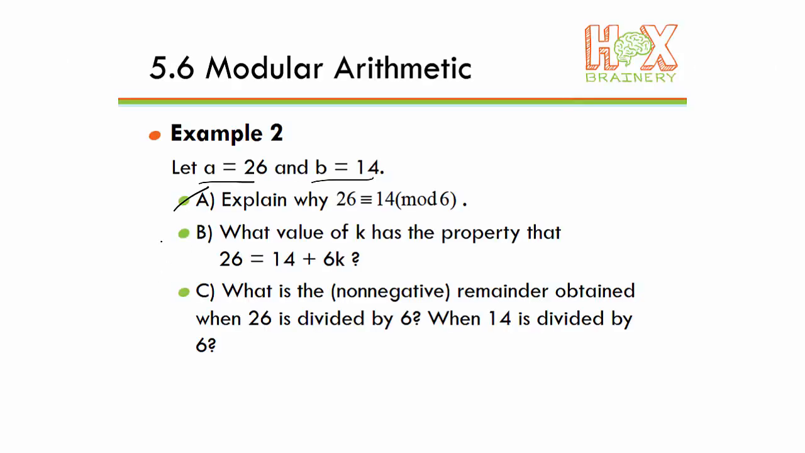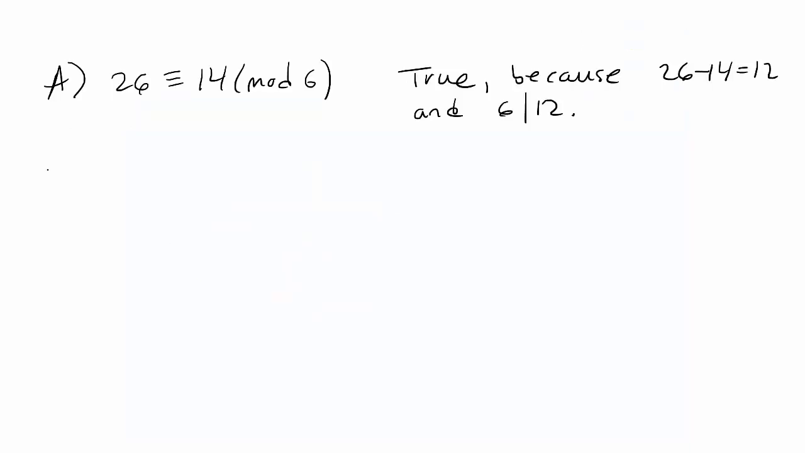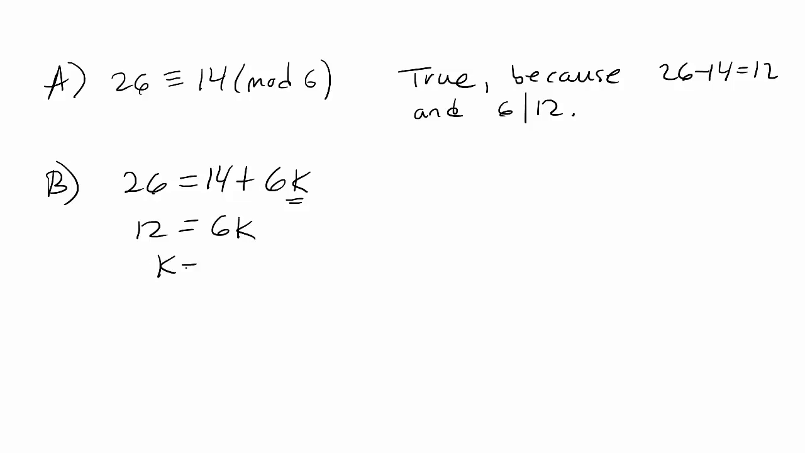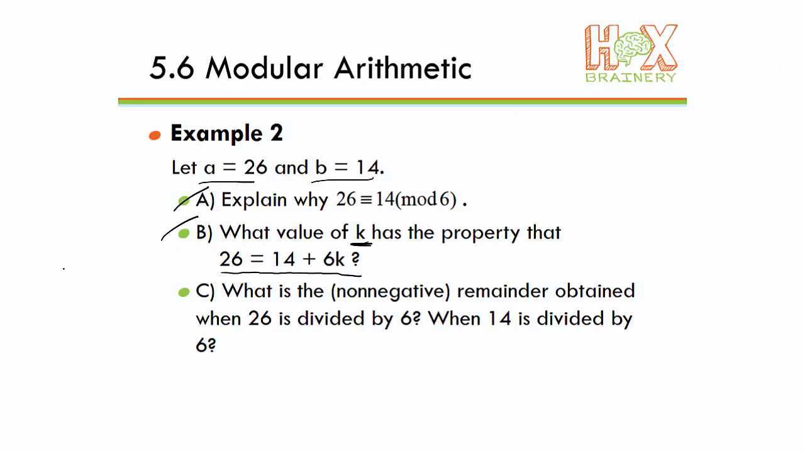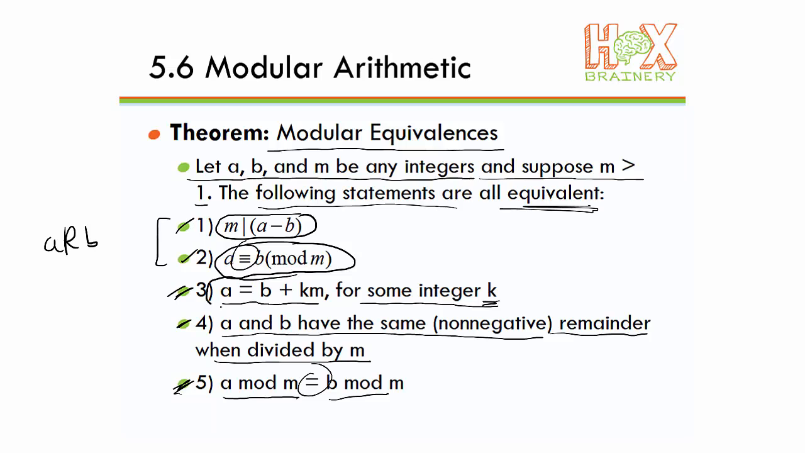Now for part B, we want to know what value of k has the property that 26 equals 14 plus 6k. We're just solving for that k, so just use your algebra here. I'm going to subtract 14 on both sides and then divide both sides by 6. So k here would have to equal 2 for that equation. And that's like number 3.